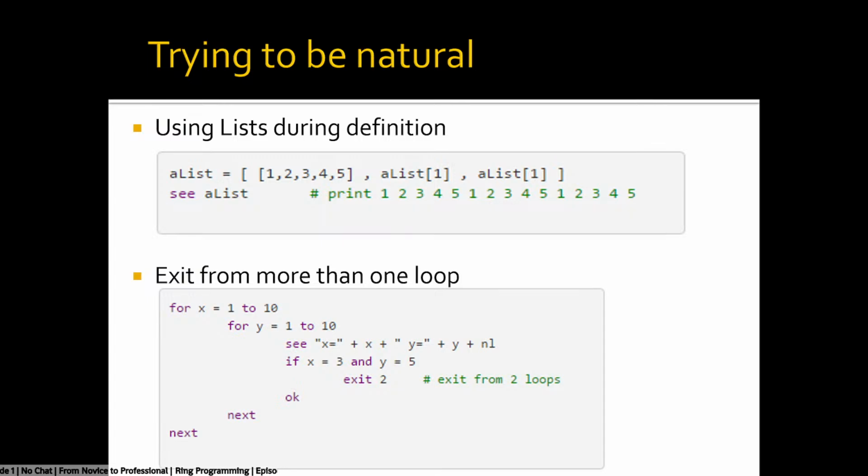If x equal 3 and y equal 5, exit 2, exit from 2 loops because we got 2 4s. Okay. Next, next. Okay, so I suppose for and next are the correspondence. Okay to notify there's no error, otherwise probably do something with errors maybe, I don't know.